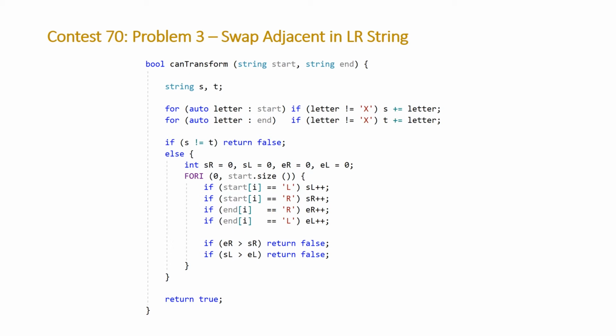And then for the second half of our algorithm, we're going to keep track of the running totals of the r's and l's in both start and end. That's pretty straightforward. We're just initializing here, and then for every element doing a post increment on the corresponding running sum. And if at any point the r's in end are greater than the r's in start, or the l's in start are greater than the l's in end, we can return false. And this algorithm is, of course, linear, because this is linear, and this is linear as well.